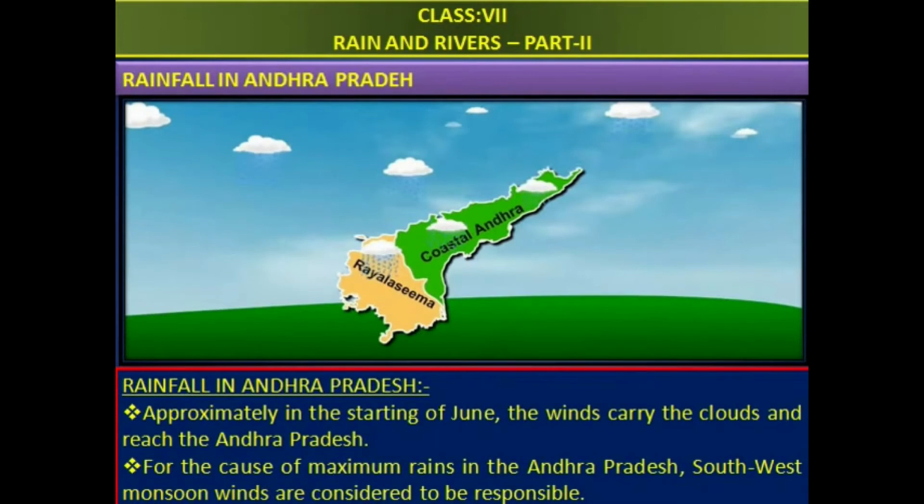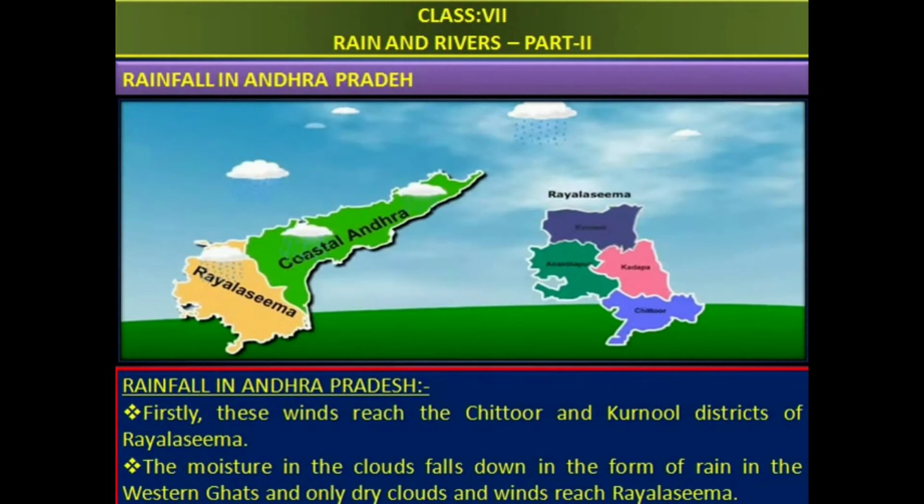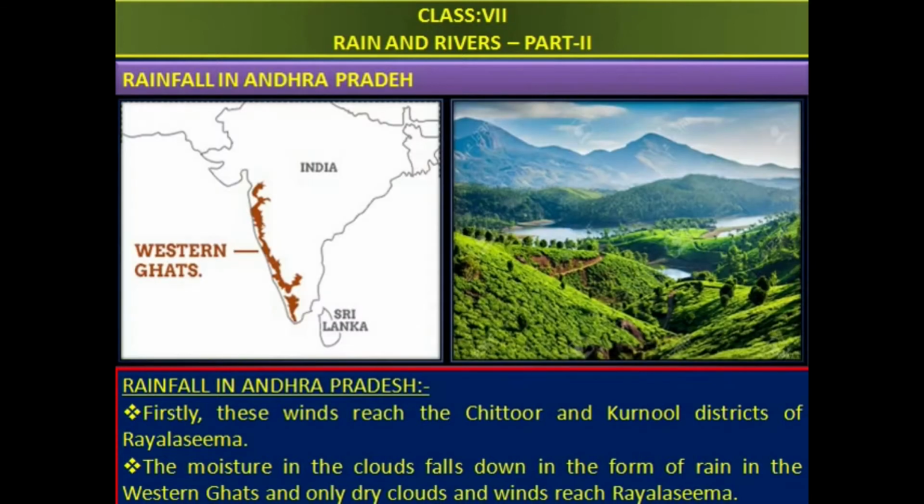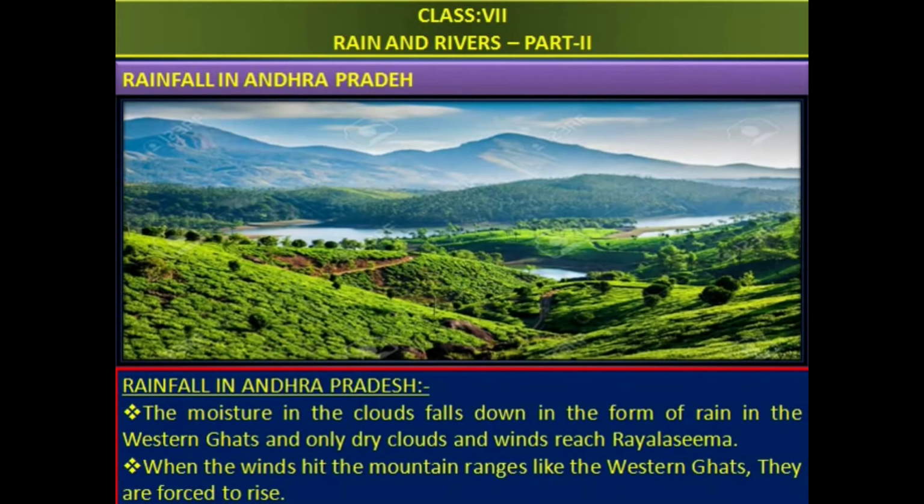Let us know about rainfall in Andhra Pradesh. Approximately at the start of June, the winds carry the clouds and reach Andhra Pradesh. Southwest monsoon winds are considered to be responsible for the maximum rains in Andhra Pradesh. Firstly, these winds reach the Chittoor and Kurnool districts of Rayalaseema. The moisture in the clouds falls down in the form of rain in the Western Ghats, and only dry clouds and winds reach Rayalaseema. When the winds hit mountain ranges like the Western Ghats, they are forced to rise.